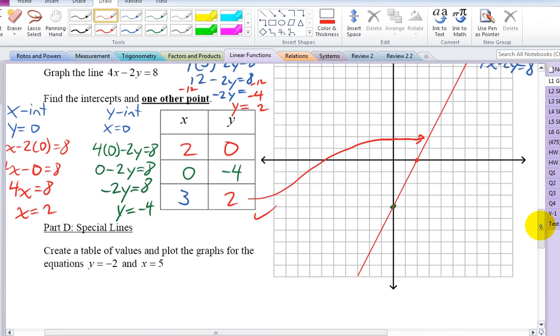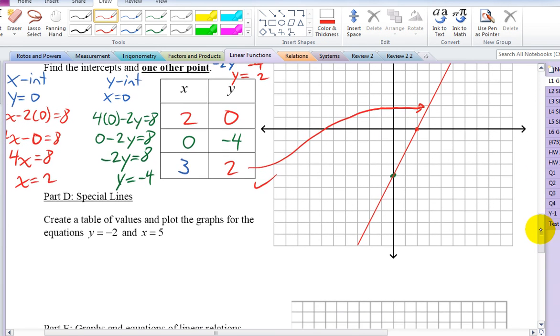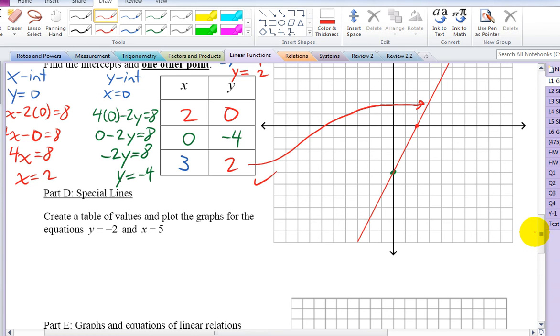All right. Special lines. We did this in grade 9 as well. We often had troubles with this. So I say y equals negative 2. I can plot that right away because I know how to do it. But if you don't know how to do it, make a quick little chart, x and y. What should the value of y always be? Negative 2. That does not change. That is your equation. Choose some easy values for x. 0, 1, 2. Okay, now you can plot those points and draw the line.